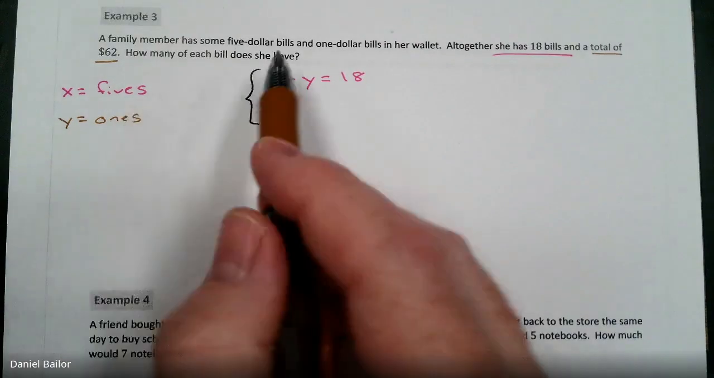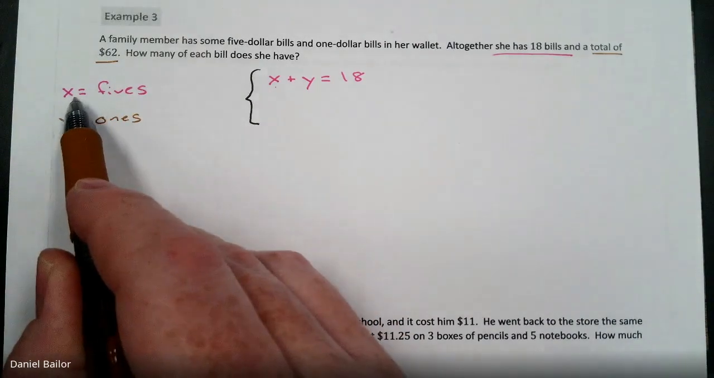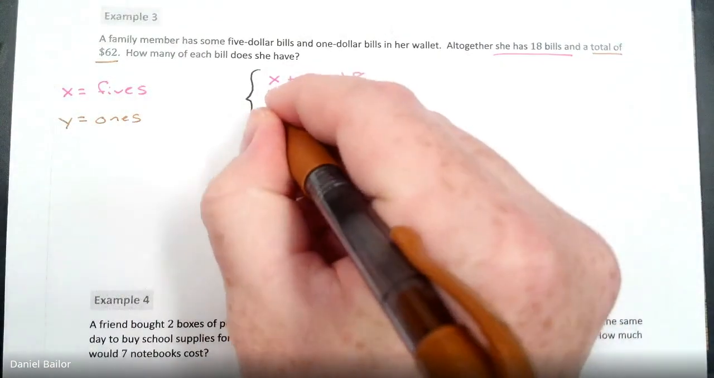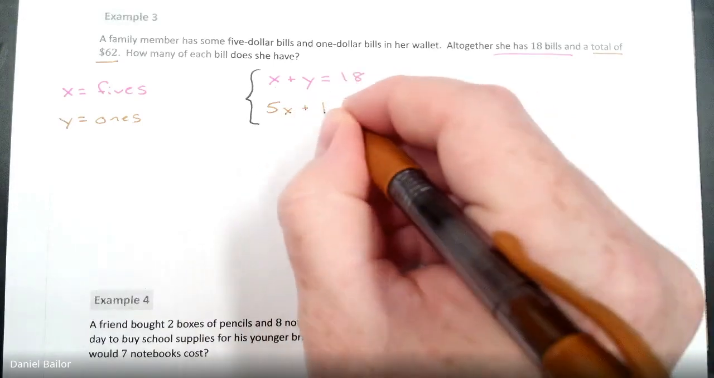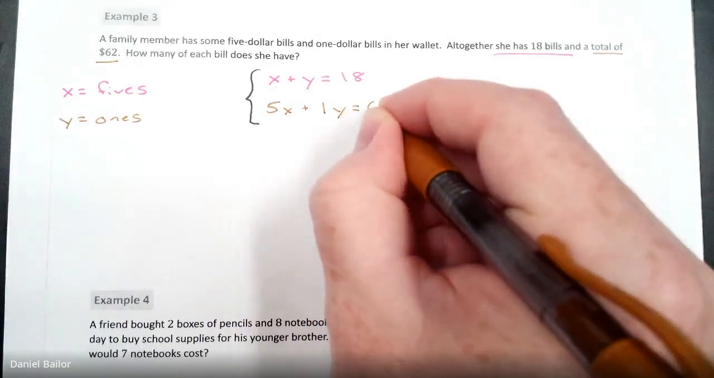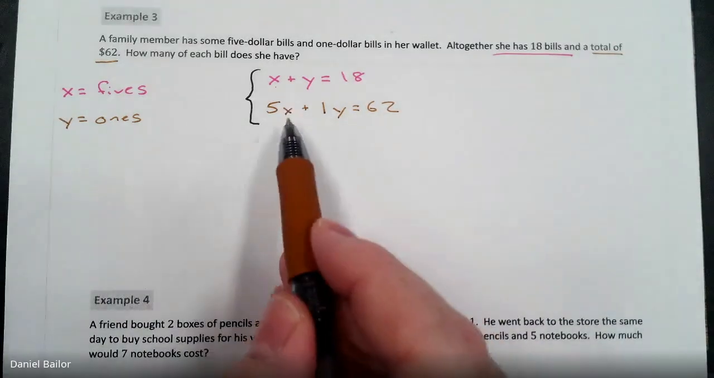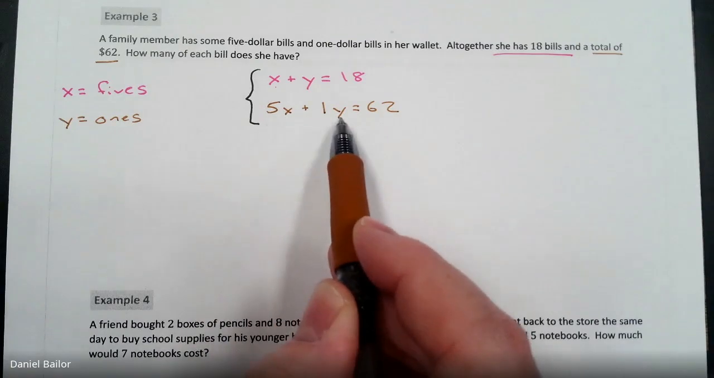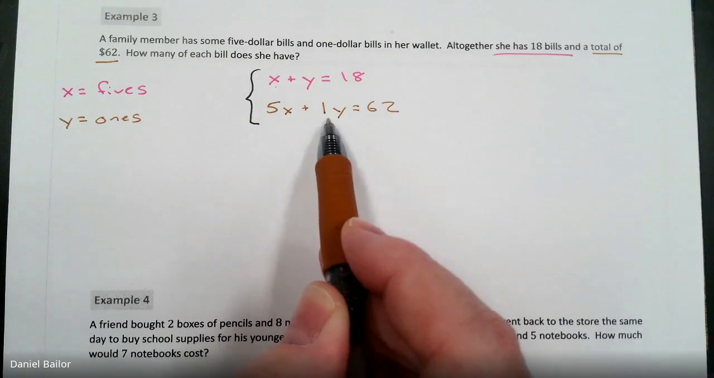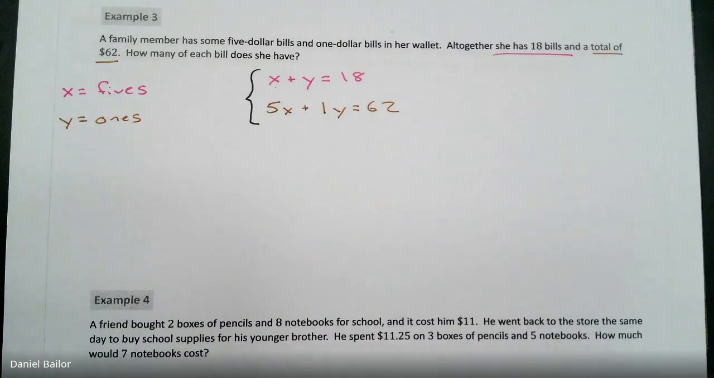every $5 bill she has, every x is worth $5. So $5 times the number of 5s plus $1 times the number of 1s will equal $62 altogether. Because when we're counting money, we multiply $5 bills by 5, we multiply $1 bills by 1, and that's how we count our money. And she has $62 altogether. So now we have x plus y equals 18, 5x plus 1y, or you can just say 5x plus y equals 62.